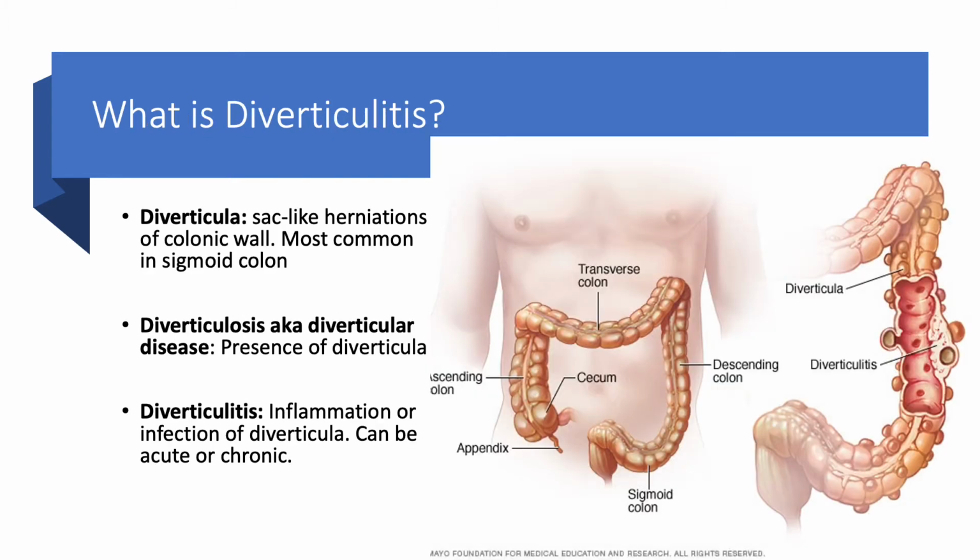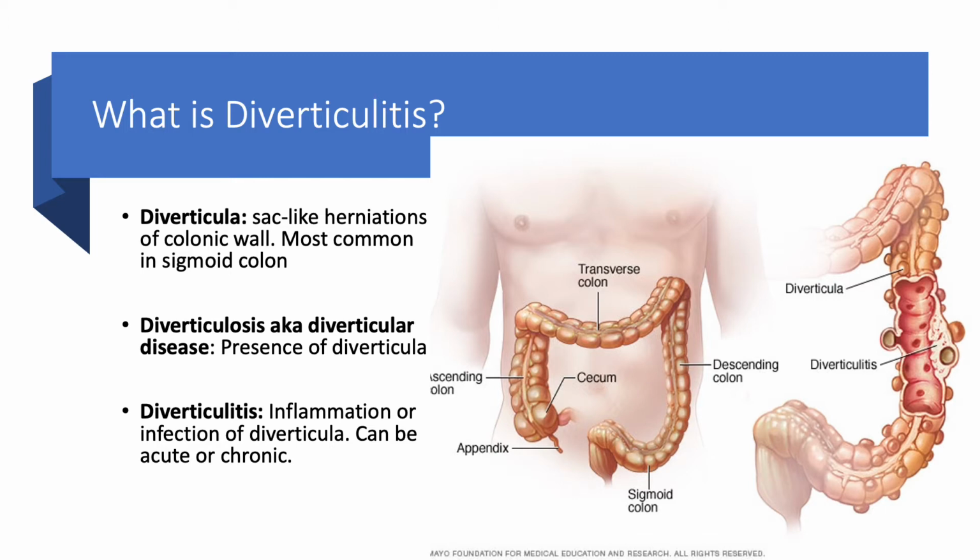What is diverticulitis? To understand what diverticulitis is, there's a couple general terms we have to cover. The first one is diverticula, and these are sac-like herniations of the colonic wall, and they occur most commonly on the sigmoid colon. Diverticulosis, also known as diverticular disease, simply refers to the presence of diverticula. So if you have diverticula, that means you have diverticulosis.